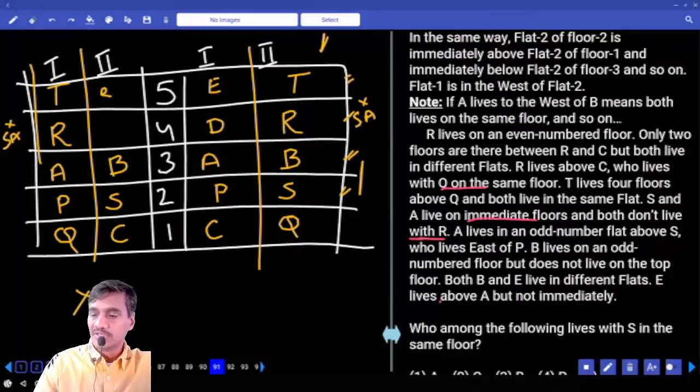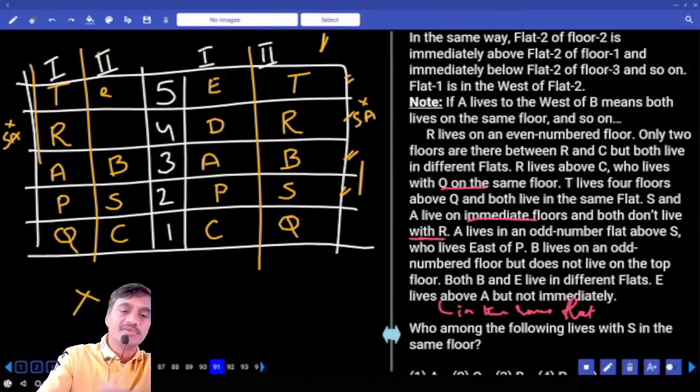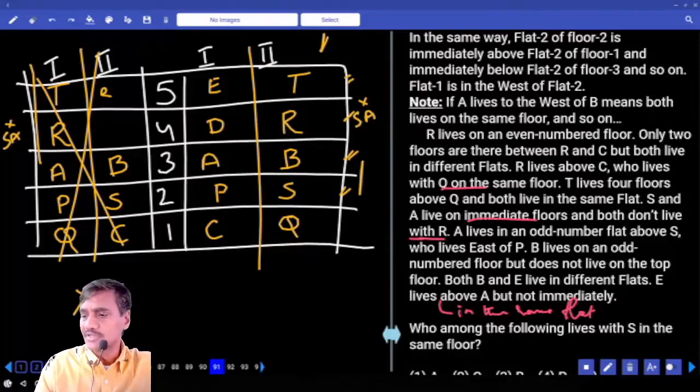E lives in the same flat above A. We need to talk about the flat. But not immediate. Then this becomes invalid for us. Or else both the cases are valid. Done with this? Has he given information anywhere?